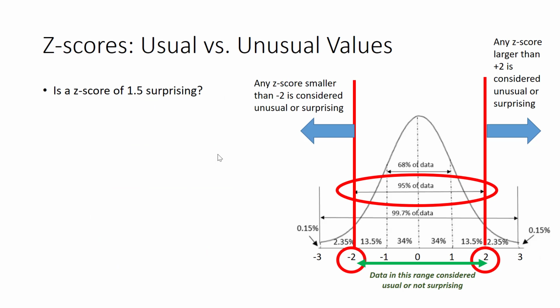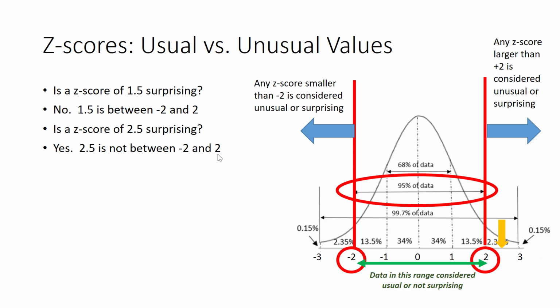So let's do a few specific examples. Is a z-score of 1.5 surprising? Well, let's look at it. As you can see from the yellow arrow here, a z-score of 1.5 lies within that middle 95%, so it is not surprising. What about a z-score of 2.5?